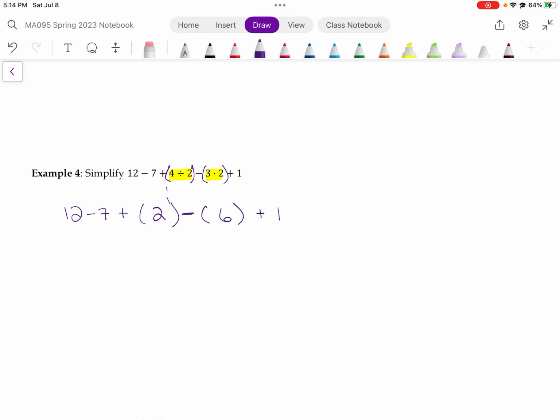All right, so there's nothing to do inside those parentheses. There's no exponents outside of them. So we can just erase those now. I just wanted you to see what went where.